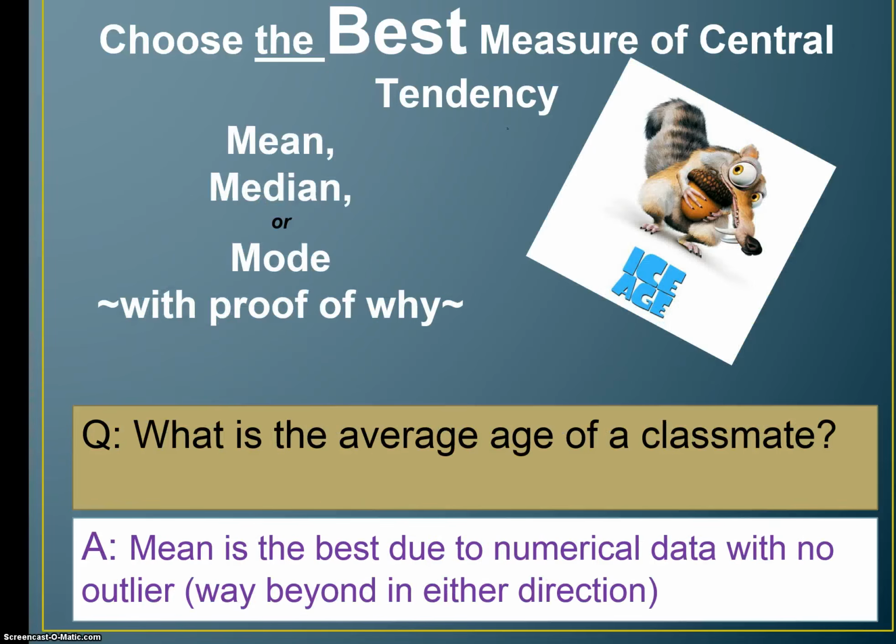Mean, median, mode. If you wanted to ask what's the average age of your classmates, and you didn't include your teachers, just your classmates, the mean would be the best due to its numerical data, so you're dealing with numbers, and you have no outliers way beyond in either direction. So your best measure of central tendency would be the mean.